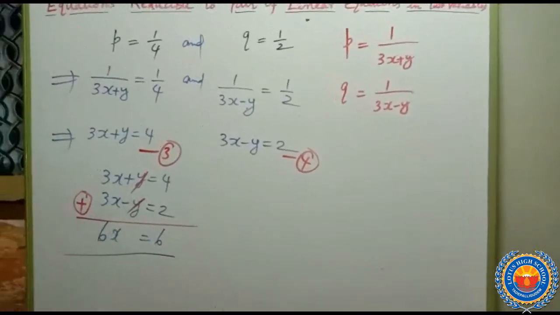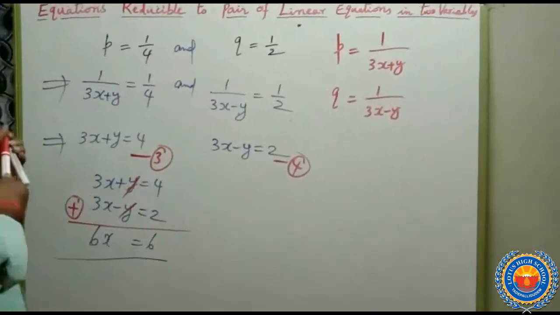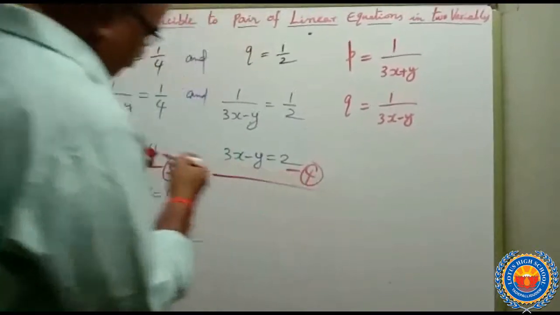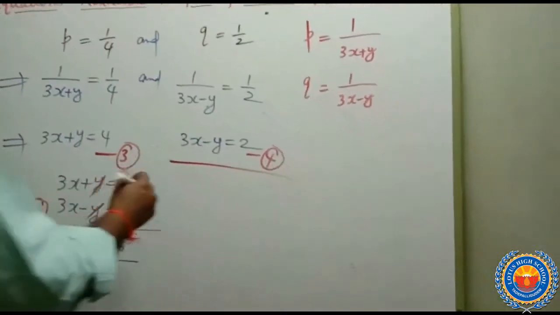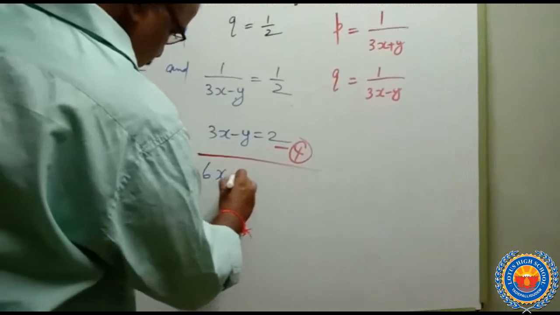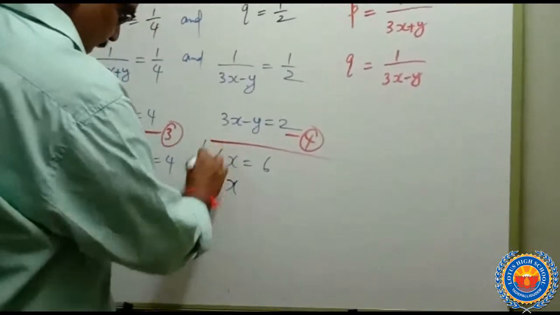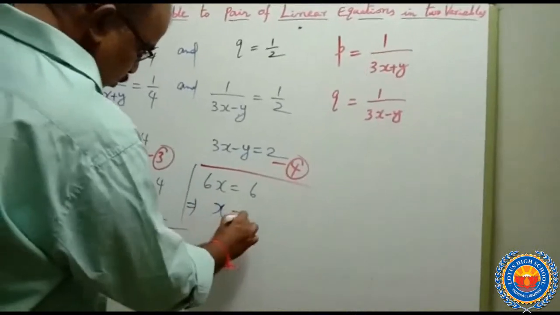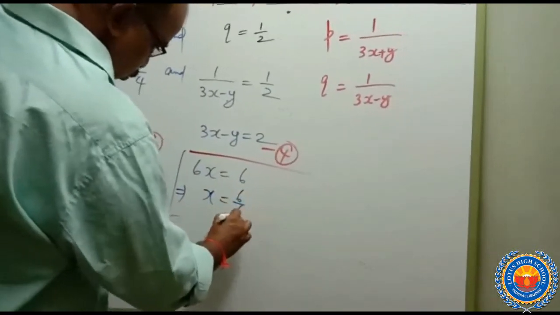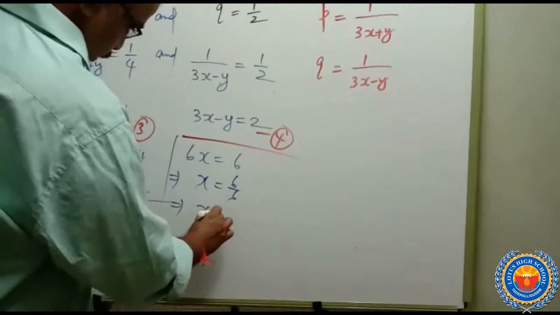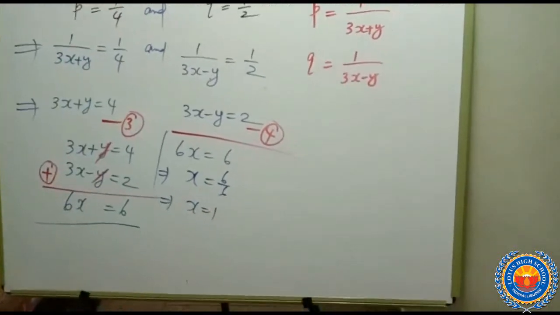4 plus 2 is equal to 6. And just now I got 6x is equal to 6. That implies x is equal to 6 by 6, x is equal to 1. Just now I got x is equal to 1.